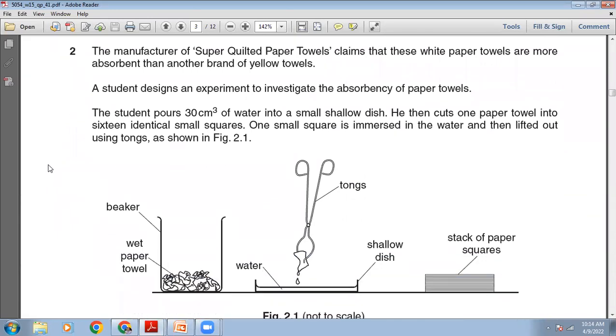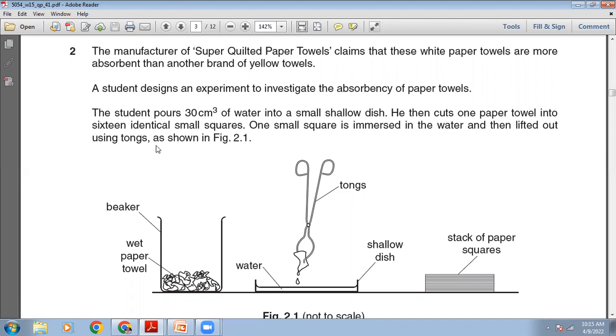So next question. The manufacturer of a super quilted paper towel claims that these white paper towels are more absorbent than another brand of yellow towels. A student designs an experiment to investigate the absorbency of the paper towels. The student pours 30 centimeter cube of water into a small shallow dish. He then cuts one paper towel into 16 identical small squares. One small square is immersed in the water and then lifted out using tongs, as shown in figure 2.1.